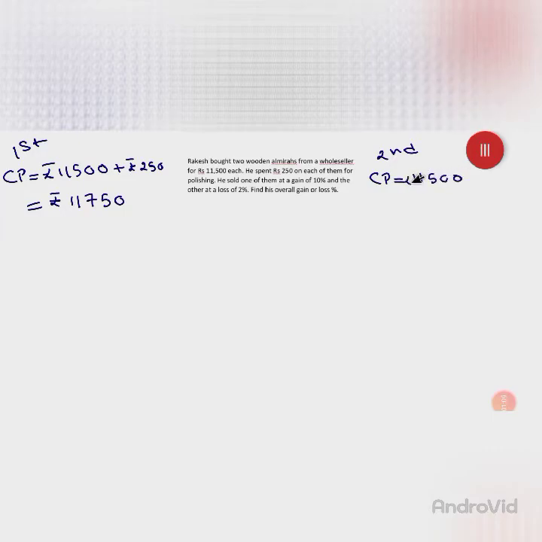And for second almirah also, the cost price will be 11,500 rupees plus 250 rupees. The total cost price will be rupees 11,750. Now one of them was sold at gain of 10%. Profit percent is 10 for first almirah. Okay. Now we find out the selling price in case of profit.